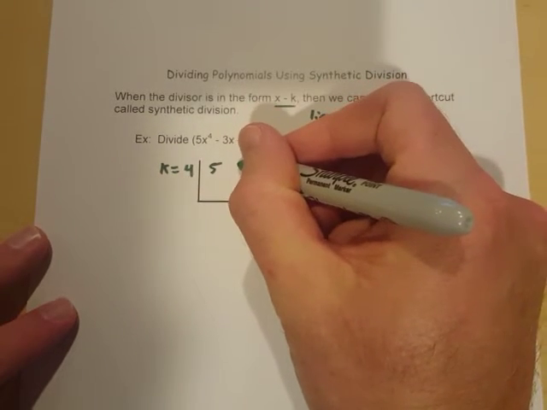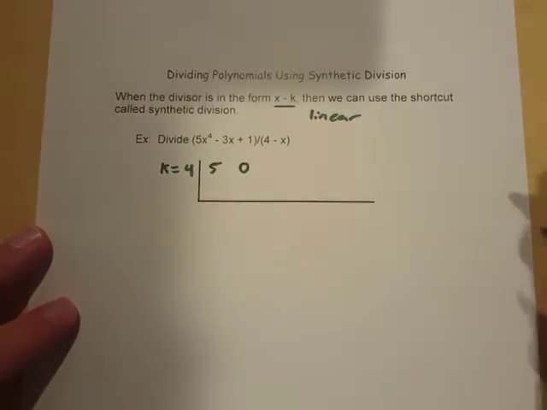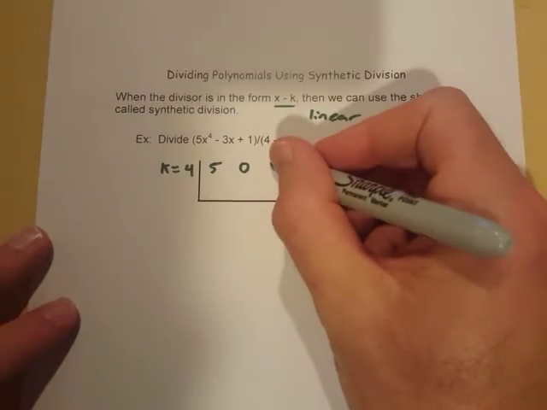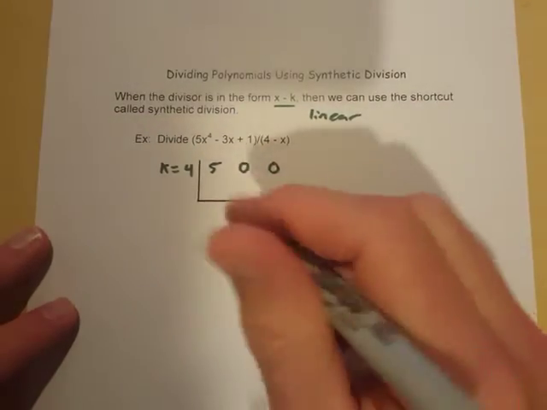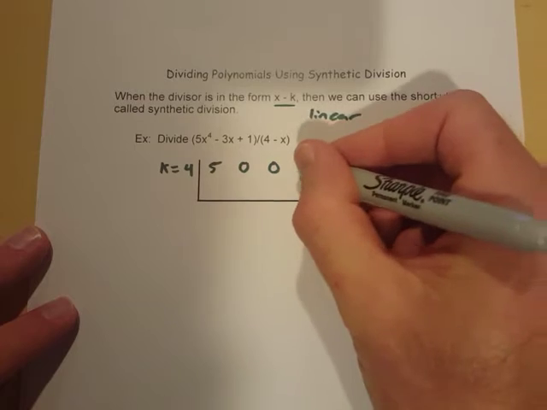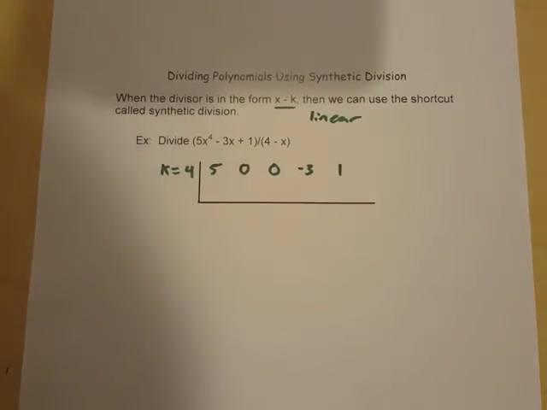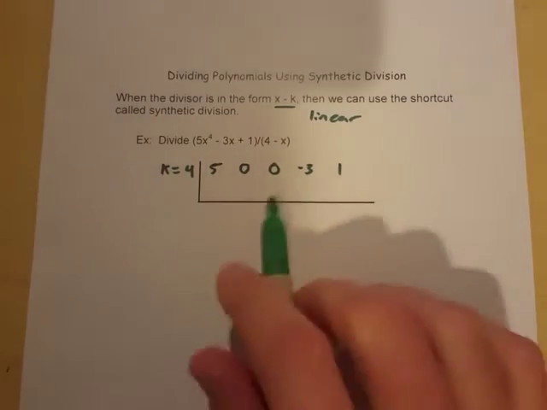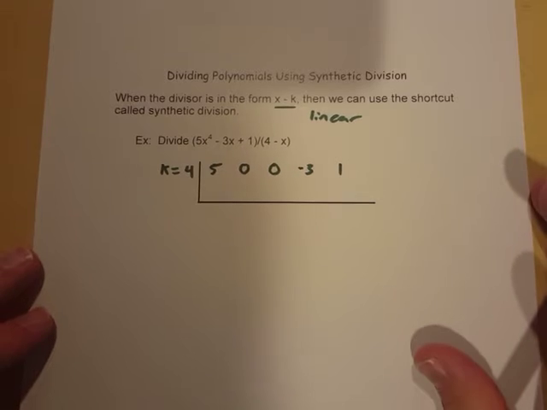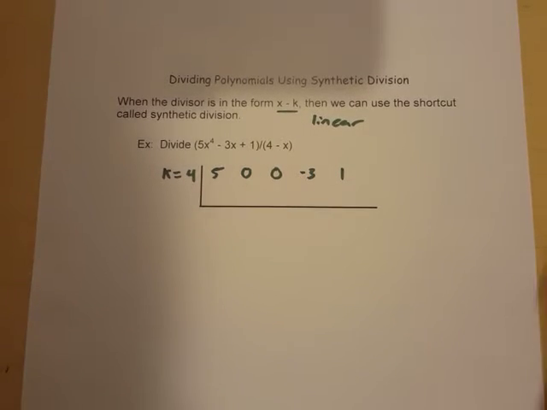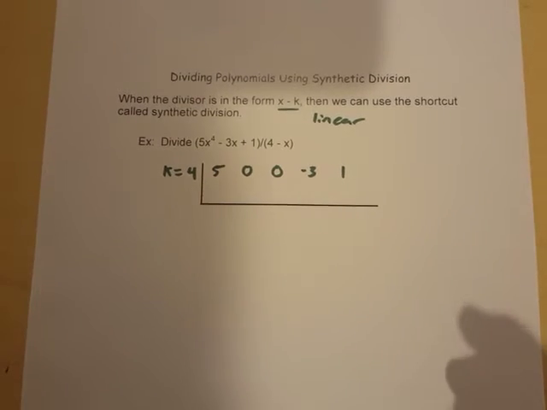So for x to the third, there's 0. For x squared, there's 0. And then finally we're down to our x, which is -3. And then our constant term, which is 1. So you do need to fill in all of those zeros and placeholders there, because otherwise you'll get something that's a much different degree than what the answer should be.